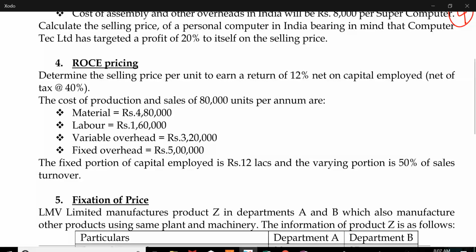Let's move to question 4. Can you proceed? Any doubts on 207,514? Question 4. Determine the selling price per unit to earn a return of 12% net on capital employed, net of tax at 40%. COP and sales details are available. Fixed portion of capital employed and the varying portion is available.